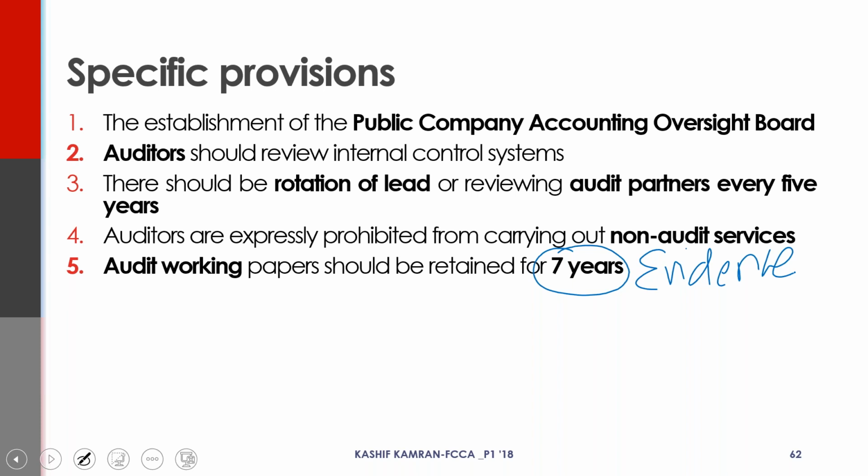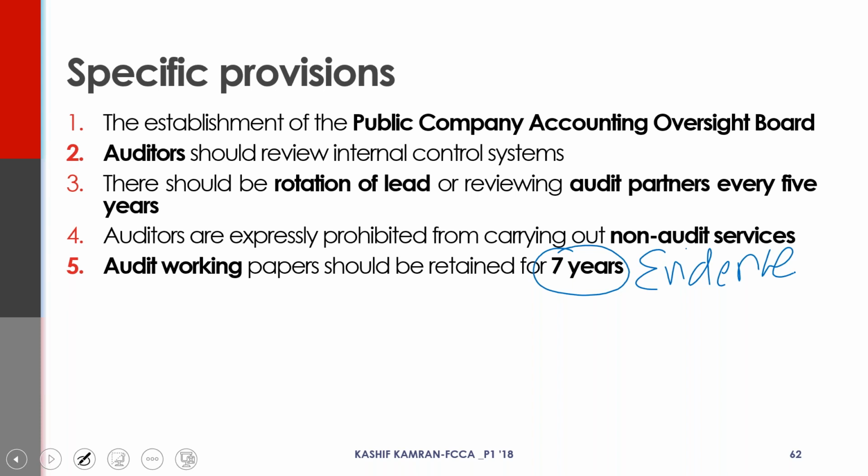See, the provisions we have in P1 for Sarbanes-Oxley are mostly on the auditor, because that's the focal point of P1 exams. And we know that in the case of the Enron scandal, Arthur Andersen, the audit firm, was equally part of it. So most of the provisions in P1 focus on the auditor. Auditors should review the internal control systems. There should be a rotation of the lead partner after every 5 years. Auditors are expressly prohibited from carrying out non-audit services. Audit working papers should be retained for 7 years.